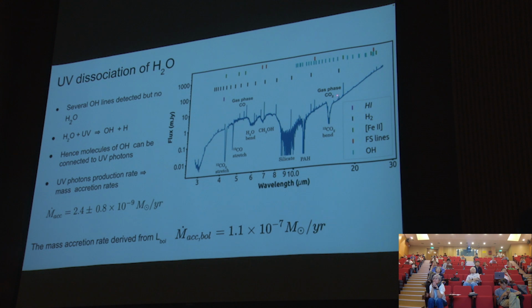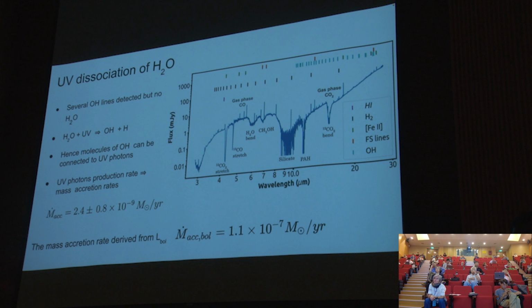We also detect CO2 in the gas phase. We also detect OH, H2, but what we don't detect is H2O. So this particular protostar, we don't see any water, but we see a lot of OH. So what we hypothesize is that the water is getting dissociated by UV, producing OH and H.